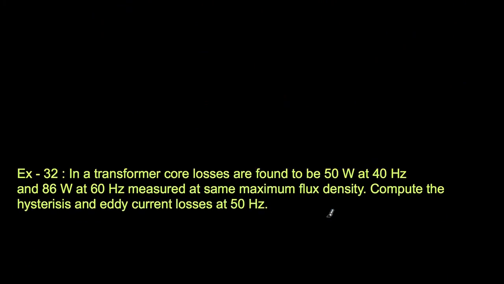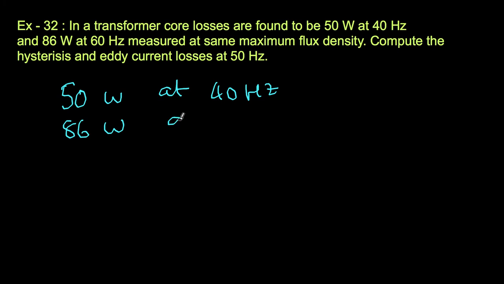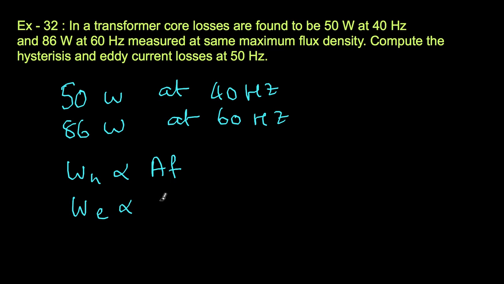Let's quickly look at one more problem, that is this one. This is about separation of losses in the transformer. Core losses are found to be 50 watts at 40 hertz and 86 watts at 60 hertz at the same flux density. When the maximum flux density is the same, we know hysteresis loss is proportional to A into F, and eddy current loss is proportional to B into F square.